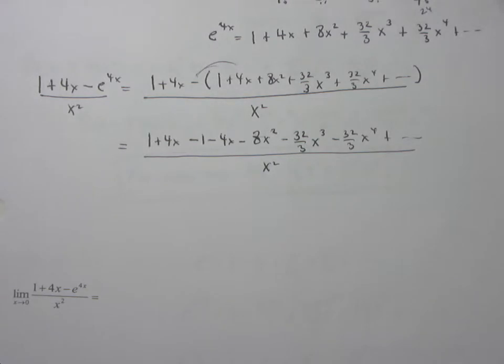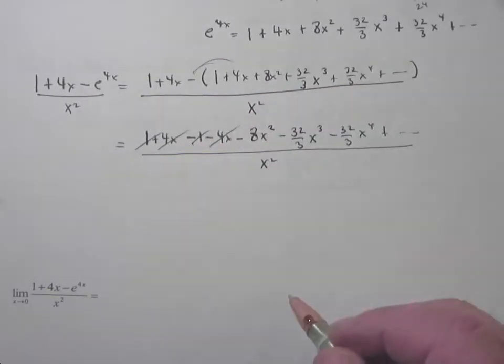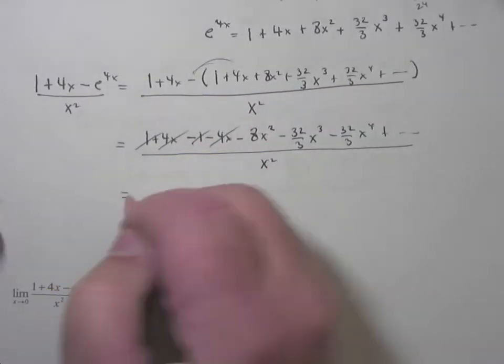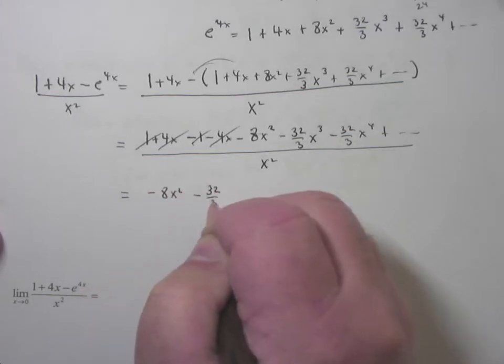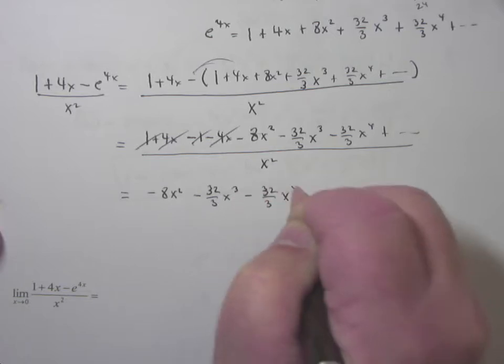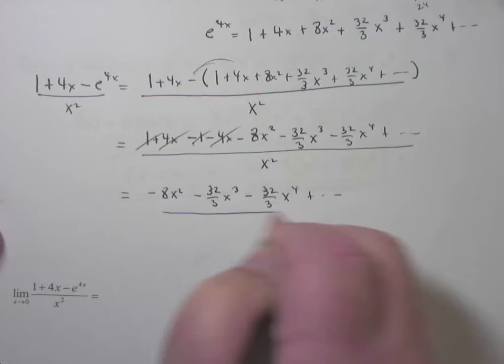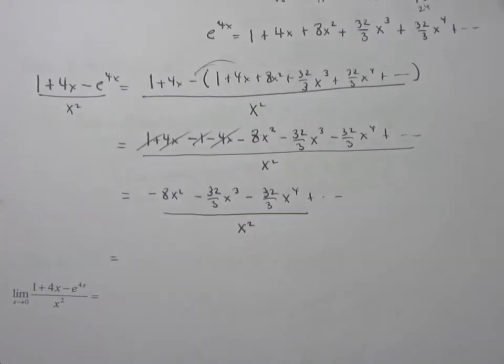Something cancels. That's why you always write more terms than you need, because you never know how many terms are going to cancel here. In this case, the first two terms cancel. What cancels here? 1 minus 1 plus 4x minus 4x. And you're left with negative 8x squared minus 32 thirds x cubed minus 32 thirds x to the fourth plus dot dot dot, divided by x squared. So I'm dividing by a single term.